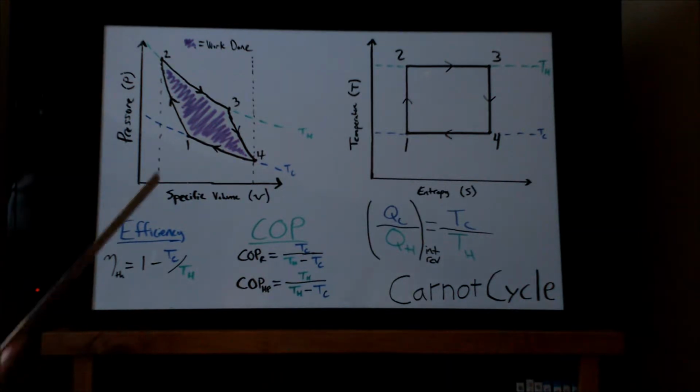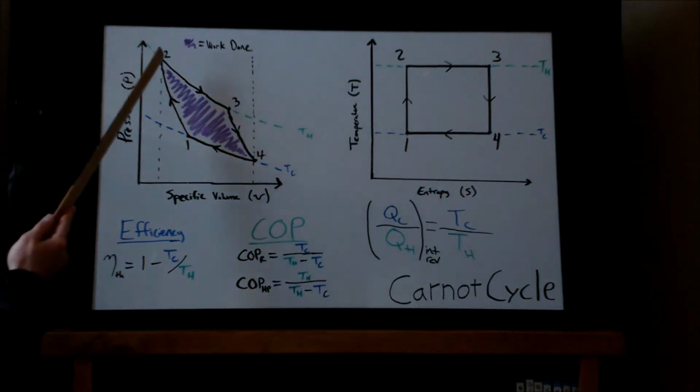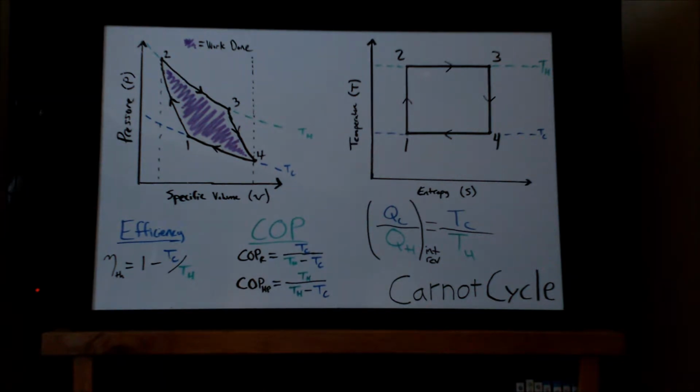In the process going from state 1 to state 2, we have an adiabatic compression, where work is being done on the gas and where there is no net entropy change. In the process going from state 2 to state 3, we have an isothermal expansion, where the gas is doing work on its surroundings, where it is remaining at a constant temperature, TH, and where it has a net heat transfer from the hot temperature reservoir.